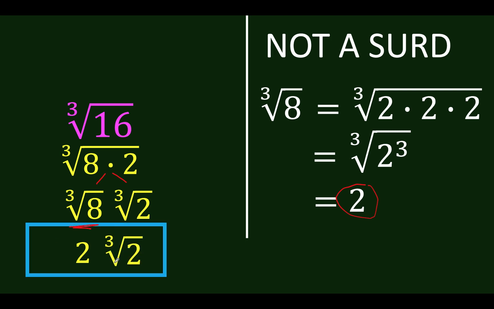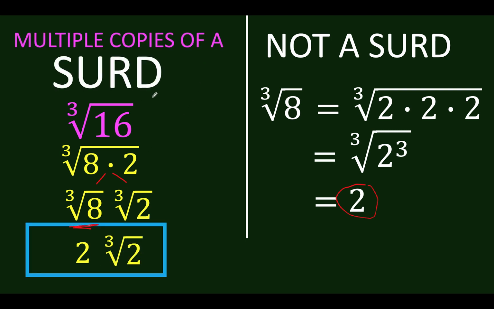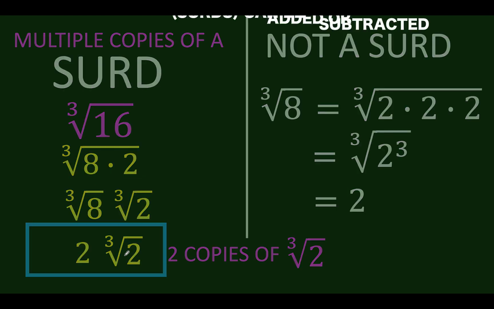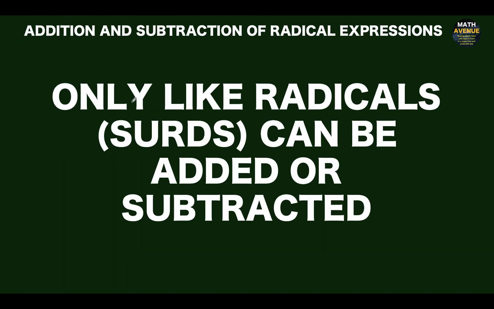Ito na po yung concept na multiple copies of a surd. Yung cube root of 2 is a surd and meron tayong dalawang copies of cube root of 2. And ito na po yung concept na kailangan natin para masimplify natin ang karamihan sa mga problems on simplifying radicals. And ang pinaka-rule po dito is only like radicals can be added or subtracted. And kung yung radicals hindi magkapareho, let's attempt to convert them into the same surds. Let me explain with an example.